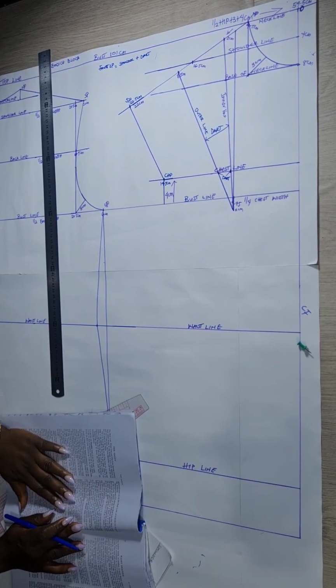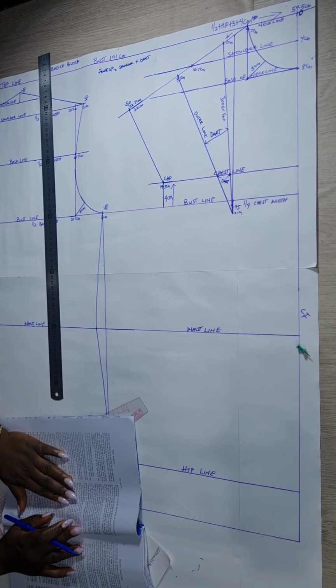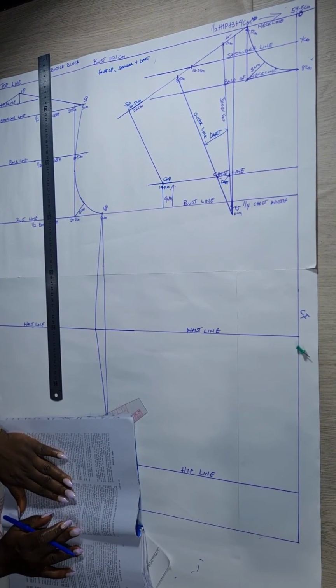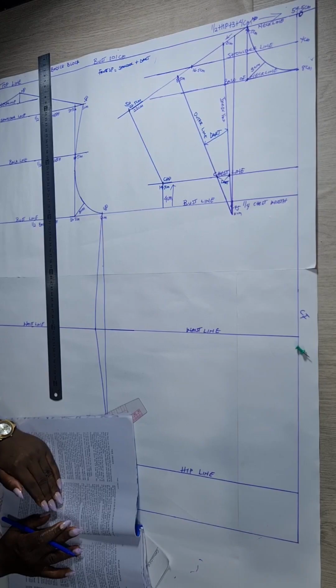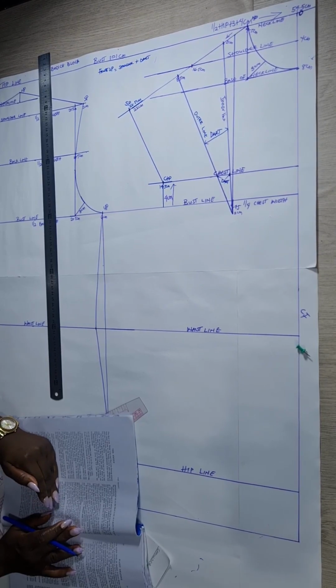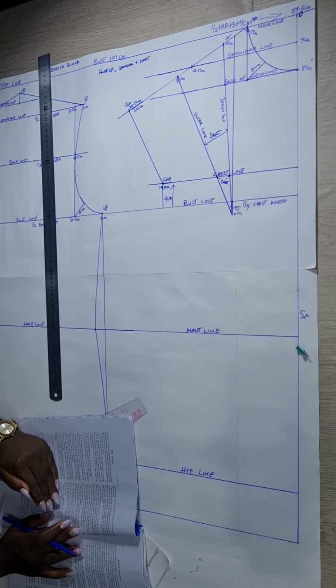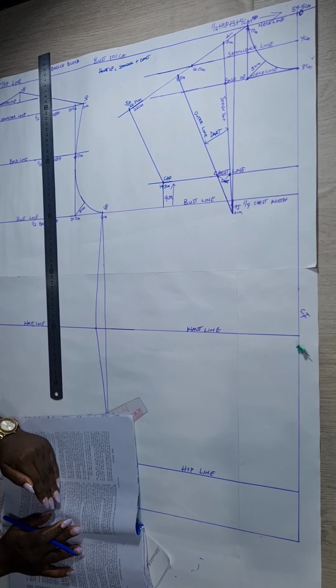Measure from the CF along the bust line, the bust width of the front, which is the difference between the total bust width of the pattern, for example, half bust plus 5 equals 51 centimeters, and the width 23.5 centimeters already obtained for the back along the bust line.